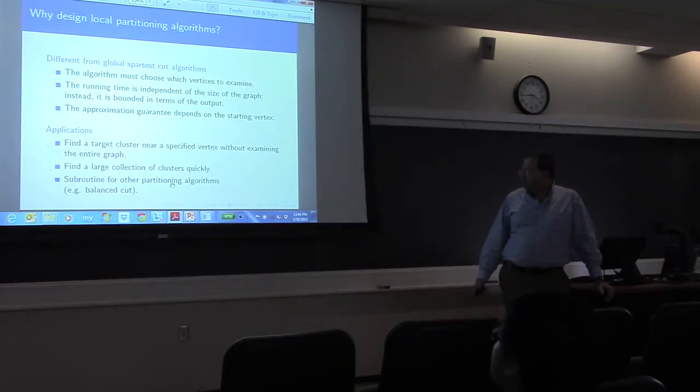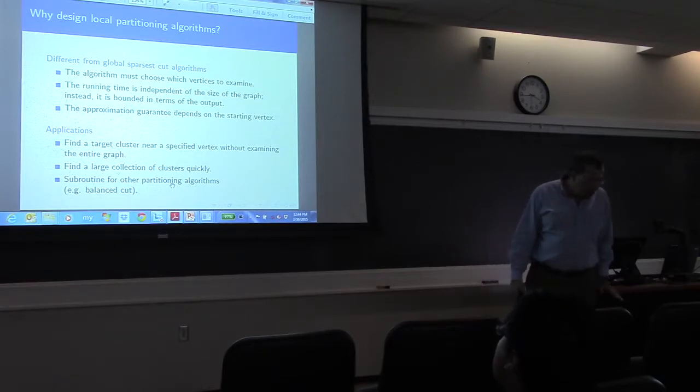And now the local partitioning, as I mentioned, is different from the global in that we're not going to try to partition or even look at the whole graph. And in global partitioning, one possibility is to use the local as a subroutine and keep slicing off pieces. That's not going to be the main application.